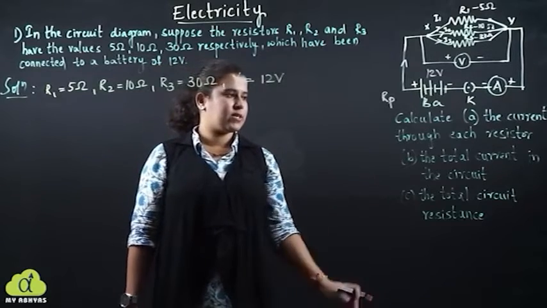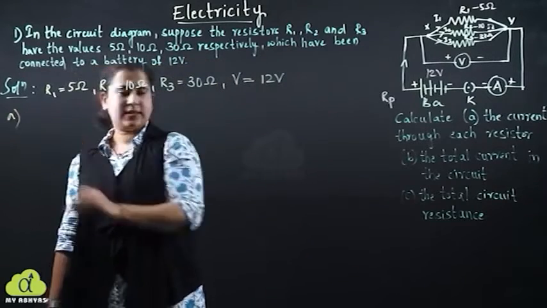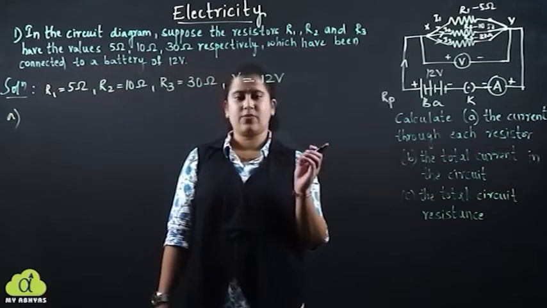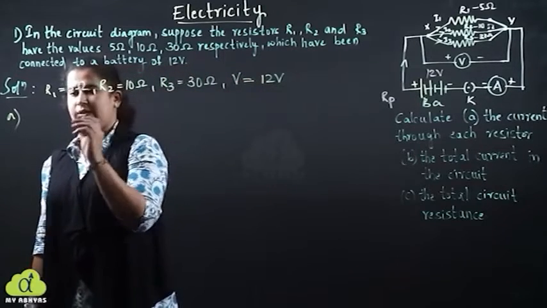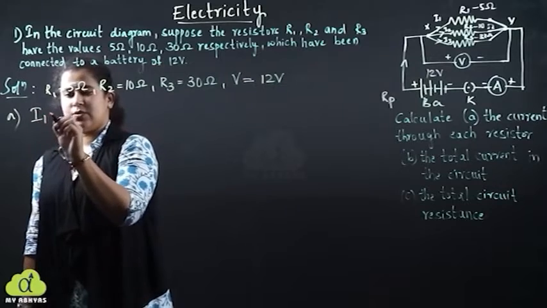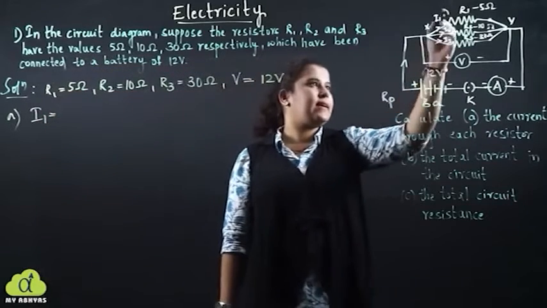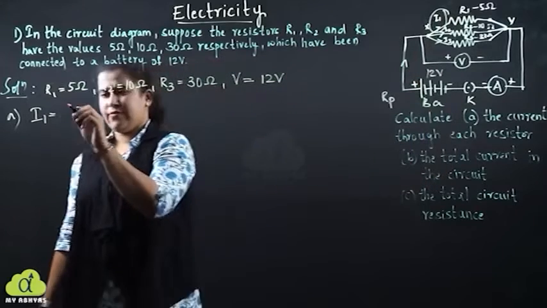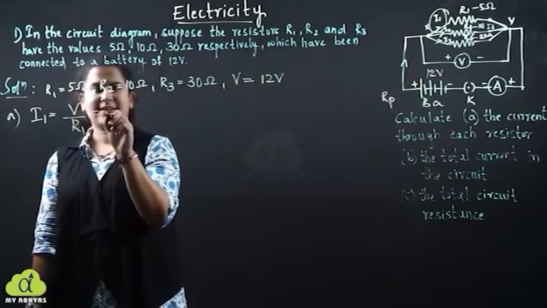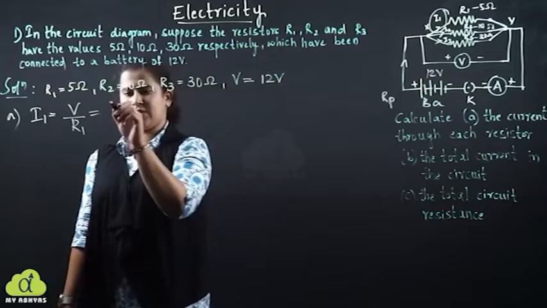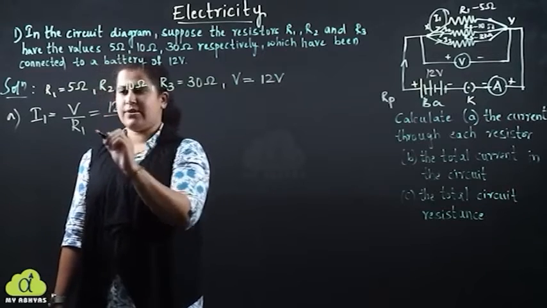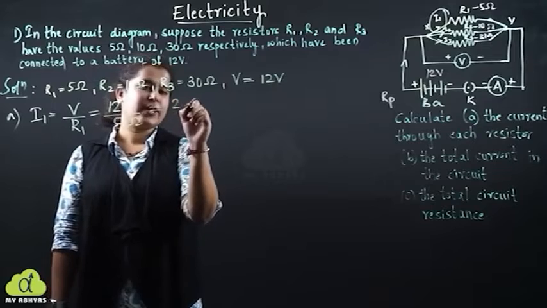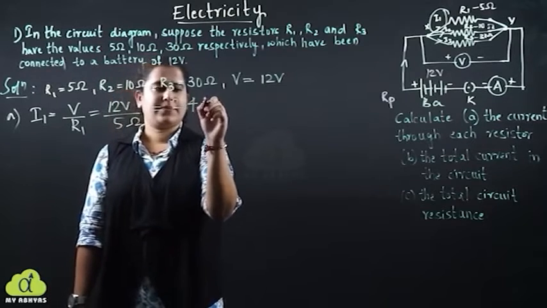So coming to the first, A, I have to find out the current through each resistor. We know that the current through each resistor will be V by R1, V by R2. So I1 is equal to V divided by R1. What is the value of V? The value of V we have is 12 volts. And what is the value of R1? We have it as 5 ohm. So that will be equal to 2.4 amperes.